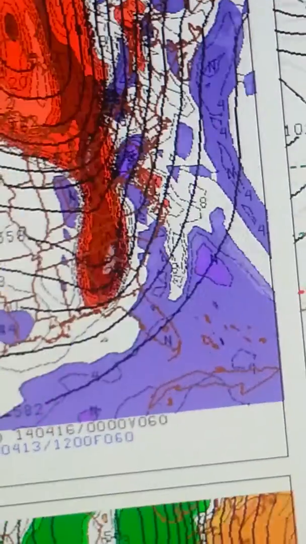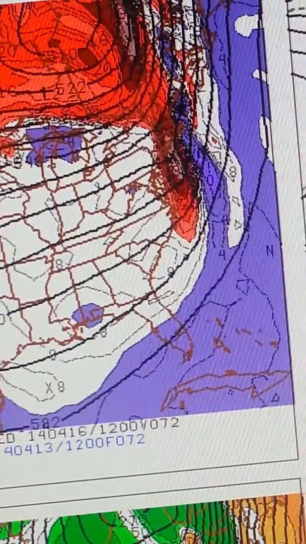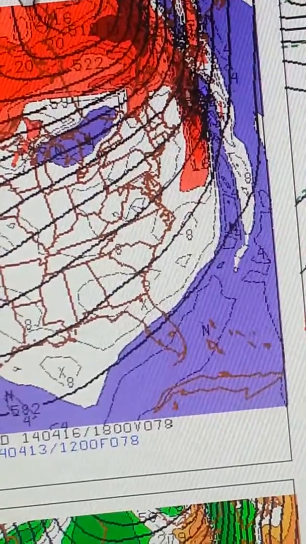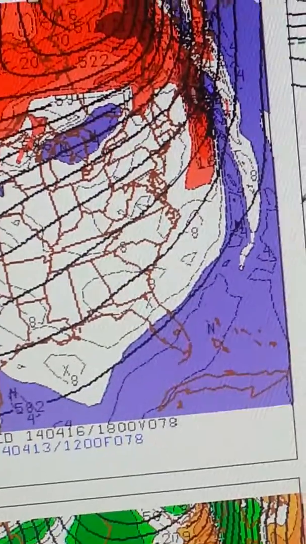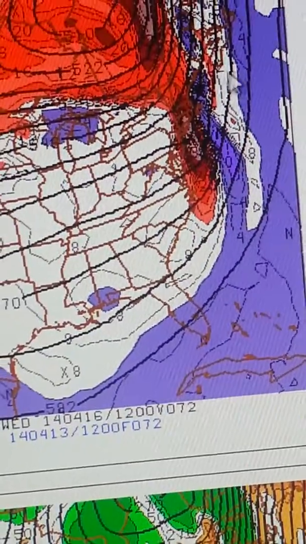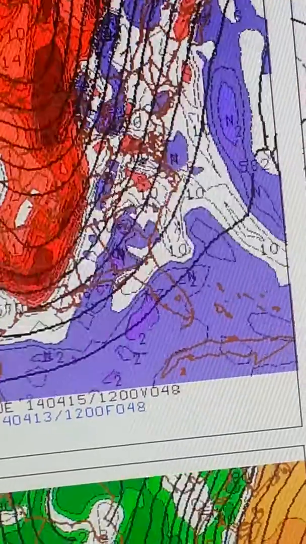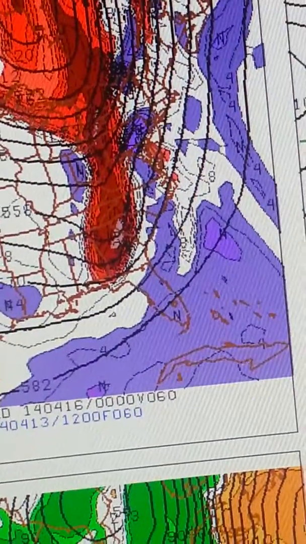Okay? And then that moves out. We're now Tuesday night into Wednesday morning, and it's out. Okay, so that's what we're looking at. So now this trough behind it, again, along the eastern part here. Let's just go back a little bit. I just want to show you what I'm talking about.